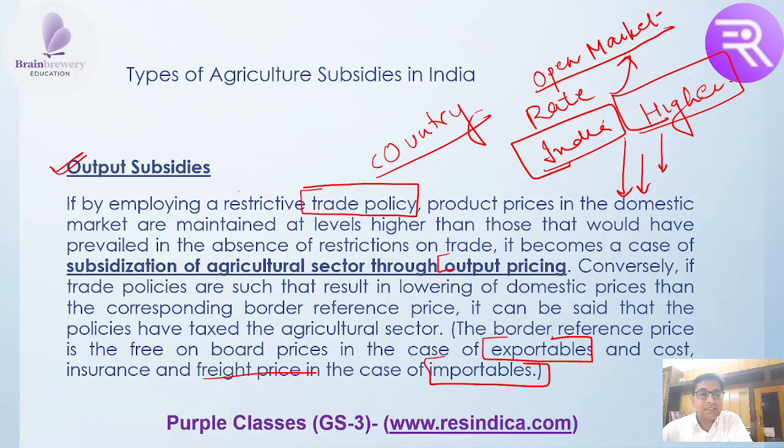Conversely, if trade policies are such that they result in lowering of the domestic prices relative to the corresponding border reference prices, it can be said that the policies have taxed the agriculture sector, right? The border reference price is the free on board price in the case of exportables. And whenever we say that we are keeping our price at a certain level, we are using all the tools, taxing, import restriction, and various other tools in order to maintain our prices in an optimum way. So this is called output subsidies.